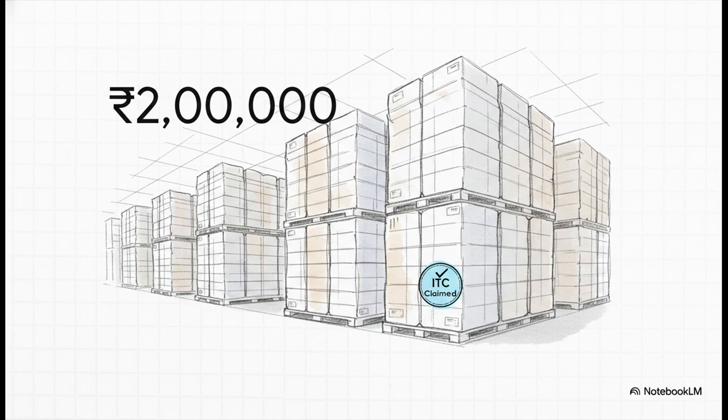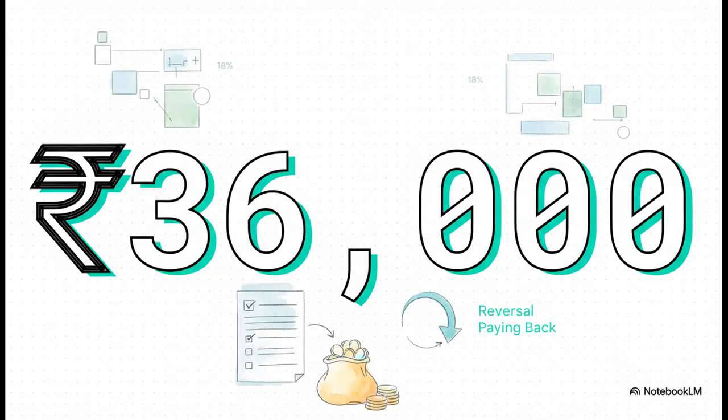Let's put some real numbers to this to make it clear. Imagine your business is closing, and you have about 2 lakh rupees worth of inputs just sitting there. And of course, you had claimed the ITC on those inputs when you bought them. So if we assume the GST rate on those goods was 18%, the ITC you would have claimed is 36,000 rupees. And that number, that 36,000, is exactly what you have to pay back to the government when you file your GSTR-10. See? When you put a number on it, the whole concept just clicks, doesn't it?